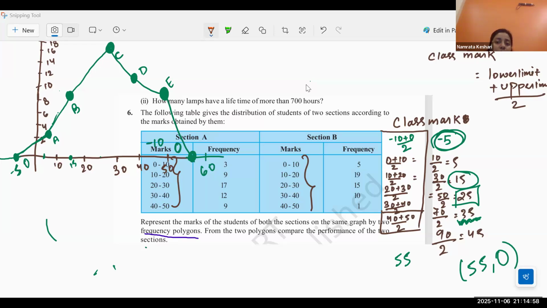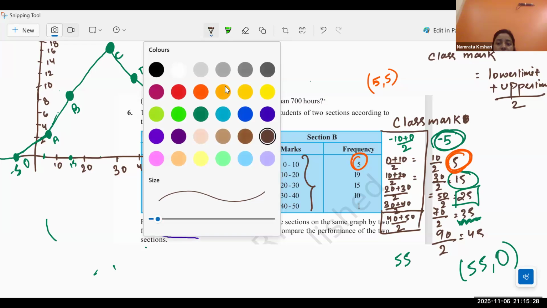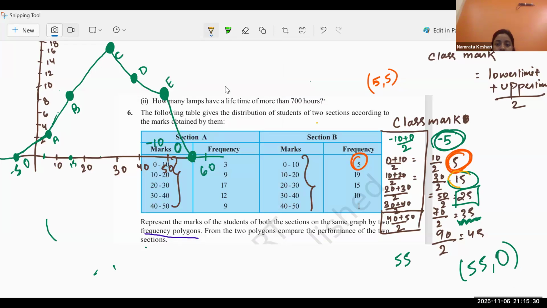We'll be taking the class mark along the x-axis. That is, the first class mark is 5. Just leave those virtual class intervals for now, we will be doing that. Let's work with our data. So the first class mark is this one, 5, and the frequency is 5. Is it clear? Yes, ma'am. Next one, our class mark is 15 and the frequency is 19.